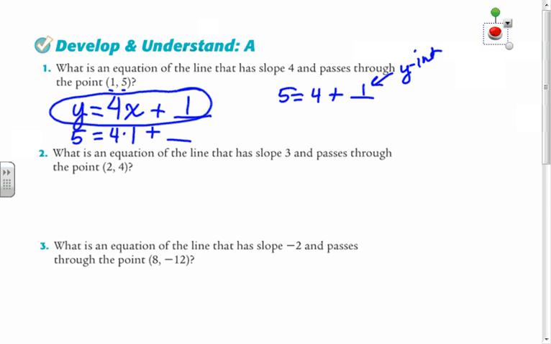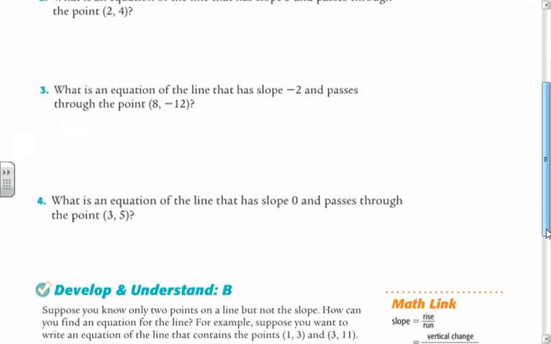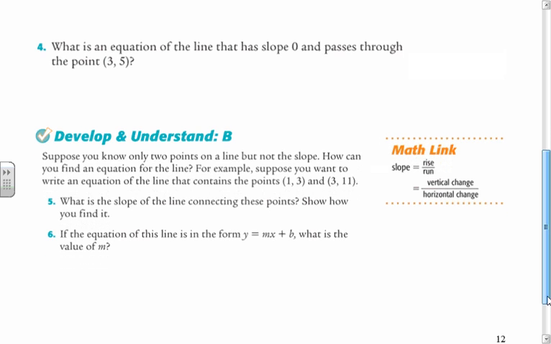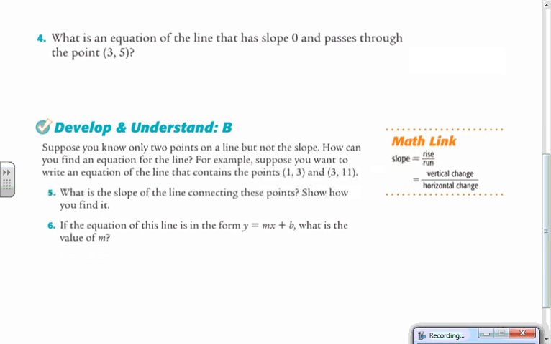You can try a couple of these if you like. But we're going to move on, and we're going to do a problem where we have 2 points, and we want to write the equation. So in this problem, we know that (1, 3) is a point, and (3, 11) is a point. And we want to write an equation for this.